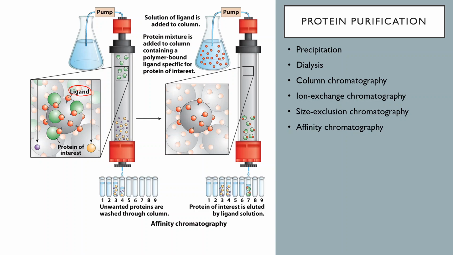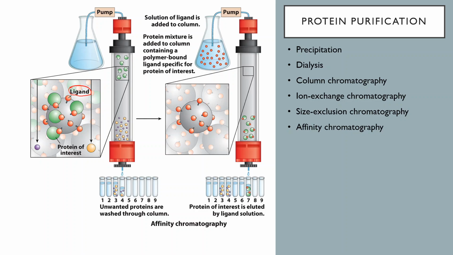And so if you take that ligand and covalently attach it to these resin beads in your column, then you can pass your protein mixture over the column. Hopefully all the proteins that don't bind to your ligand will just go right through, whereas the protein that you want, the protein of interest, which hopefully has a high affinity for that ligand, will get stuck.